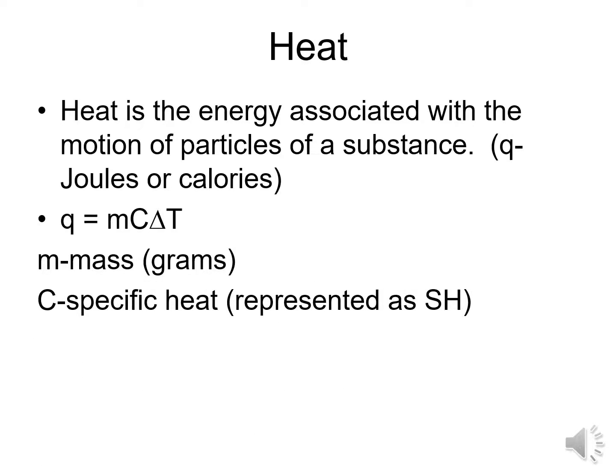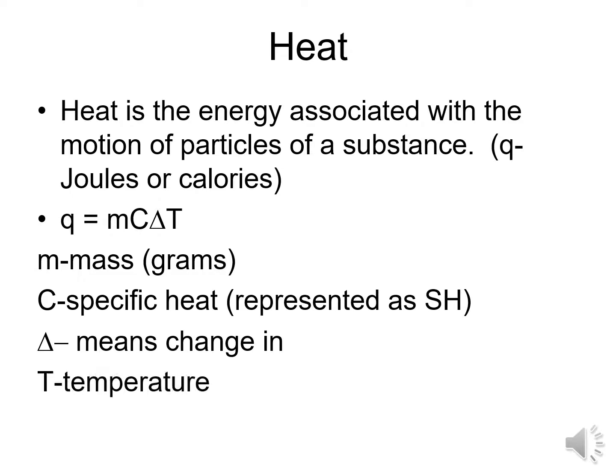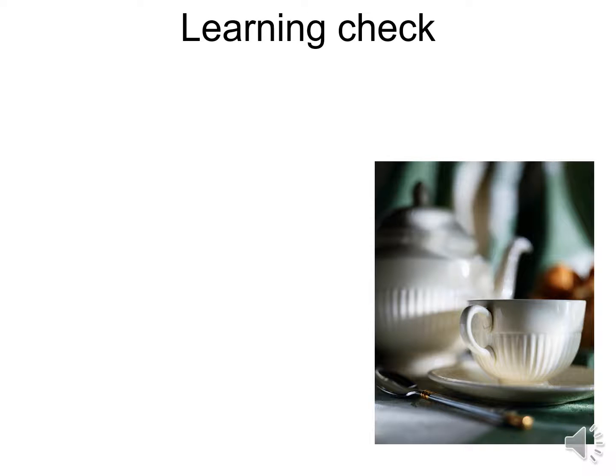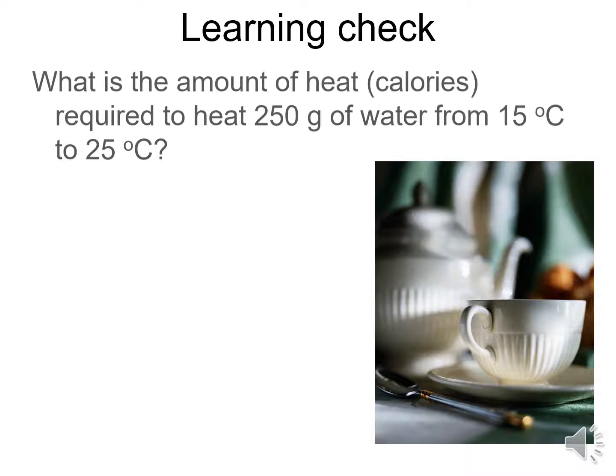M being mass in grams, C being the specific heat. Sometimes specific heat is represented as capital S, capital H, or maybe as capital C. Delta meaning change in, and T meaning temperature. So delta T means change in temperature. Let's see if we can apply that equation.